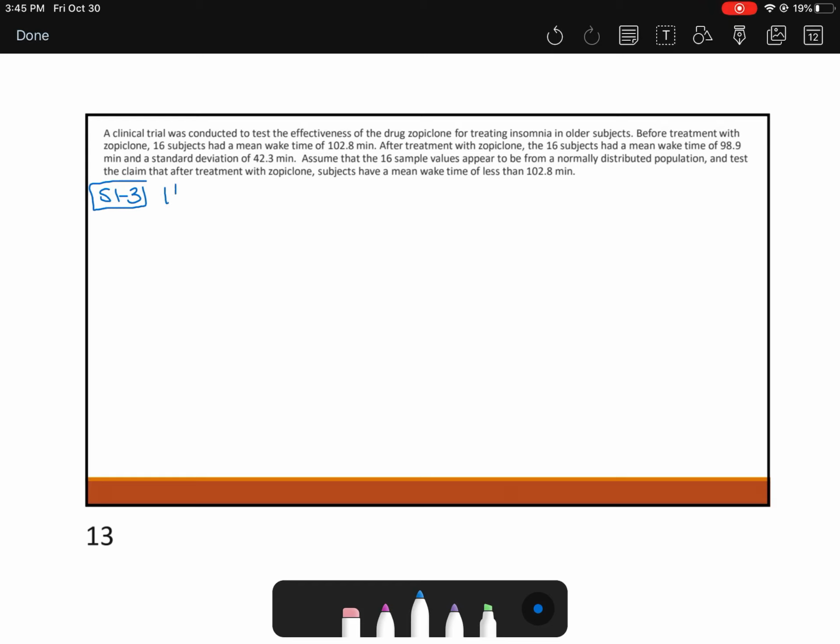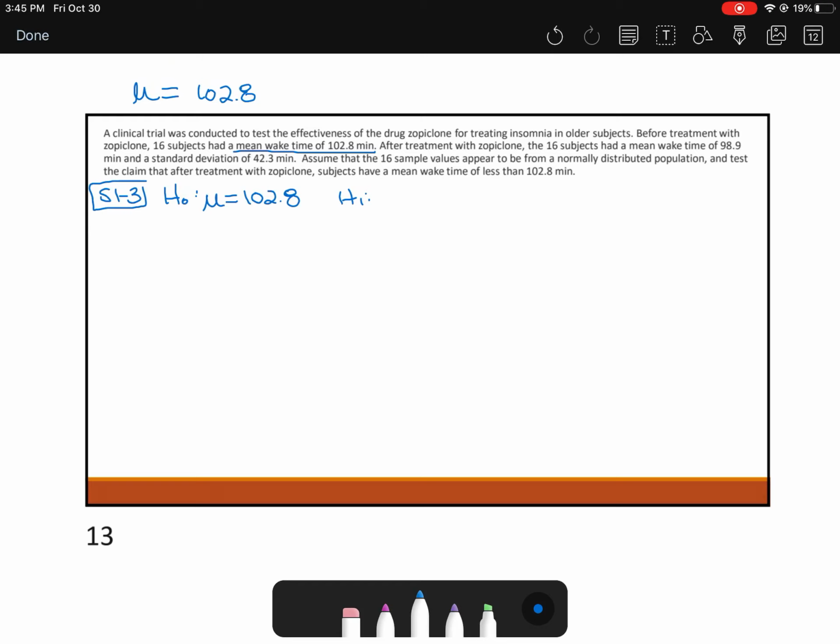Okay, so steps 1 through 3. So the null hypothesis is, before the treatment, they had a mean wake time of 102.8. So mu is equal to 102.8. And I'm just going to go ahead and write this up here so I know that, 102.8. And what do we want to prove? Okay, so what is that alternative hypothesis?